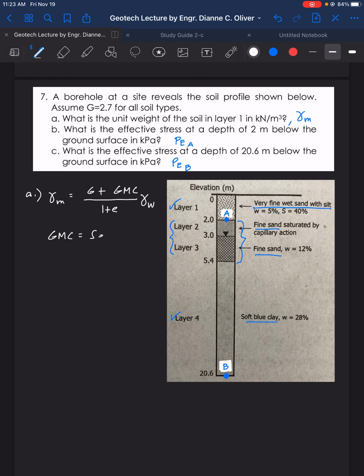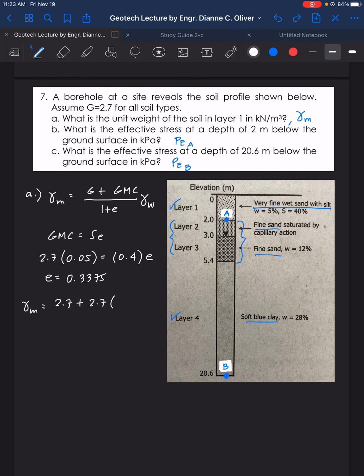G times MC equals S times E. G is 2.7. Moisture content is 0.05 because it's 5%. Equals the degree of saturation 40%, so 0.4. Then E now is equal to 0.3375.